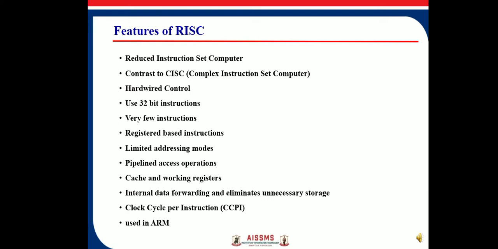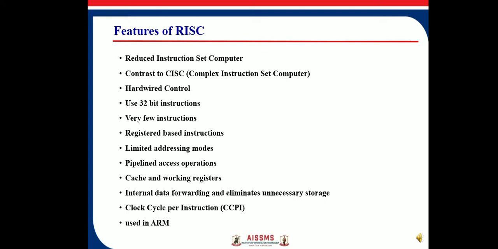Most RISC processors use hardwired control. Most of them use 32-bit instructions. They have very few instructions, and the instructions are predominantly register based. So most of the instructions are register based instructions. Limited addressing modes are used by these processors. There are only 3 to 5 addressing modes.